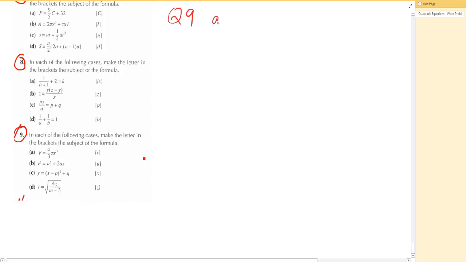A part. V equals 4 over 3 pi r cubed. This is the formula for the volume of a sphere. But what will we do here? What is the first step? Children, what is the first step? No, we will cross multiply, isn't it?